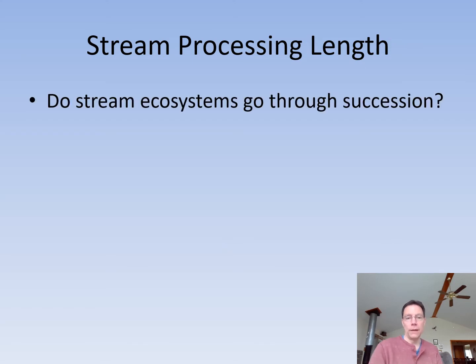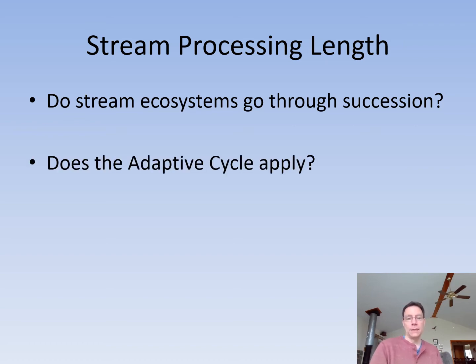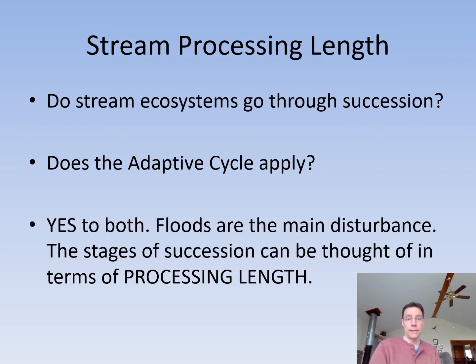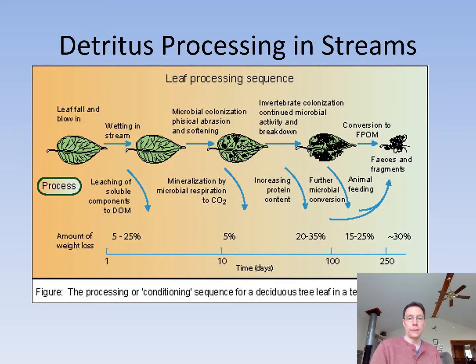Okay, so you might think, do stream ecosystems go through succession? Since we've talked a lot about succession in this class, does that adaptive cycle apply to streams? At first glance, you might think it might not, because maybe you think streams don't really have disturbances and they don't really go through reorganization and growth and conservation phase. But they do. Yes, both of these things, succession and adaptive cycle, really apply to streams just like they apply to any other ecosystem. The main disturbance, of course, in streams are floods or times of really high flow. And the stages of succession can be thought of in terms of something called processing length. So let's take a look at processing length.